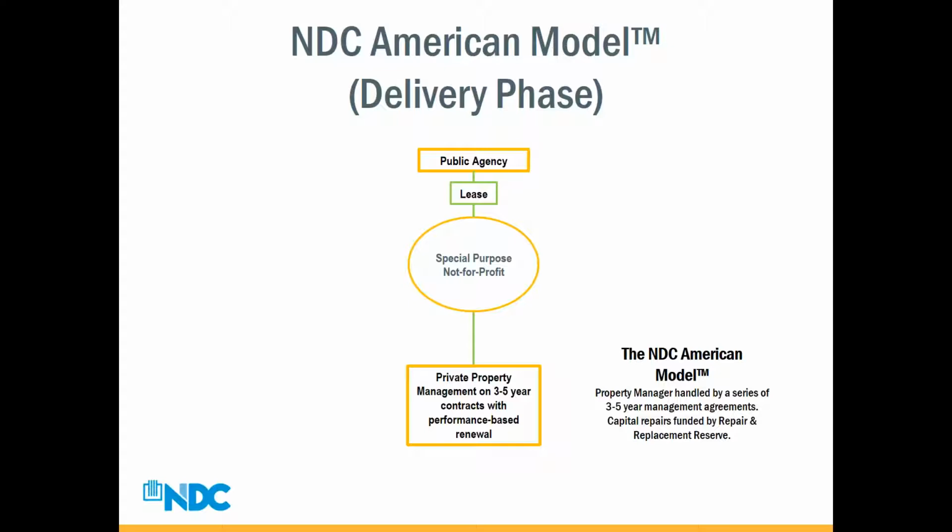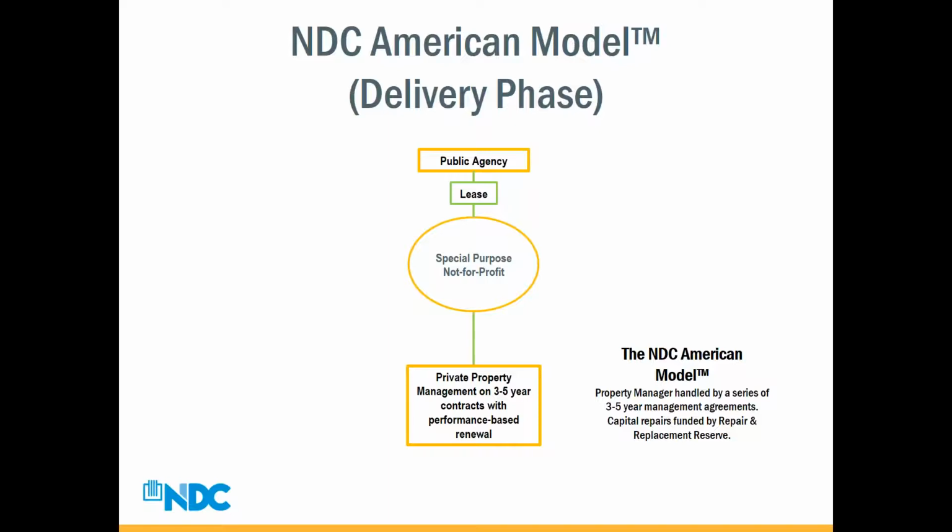During the delivery phase, the public agency, through its lease with the special purpose not-for-profit, is also able to have representatives on the board of the special purpose not-for-profit. Not a majority, because this is a private entity, but they are able to have representatives. The special purpose not-for-profit entity then contracts with a private property manager on a 3 to 5 year contract with a performance-based renewal, including capital repairs being funded into a repair and replacement reserve.